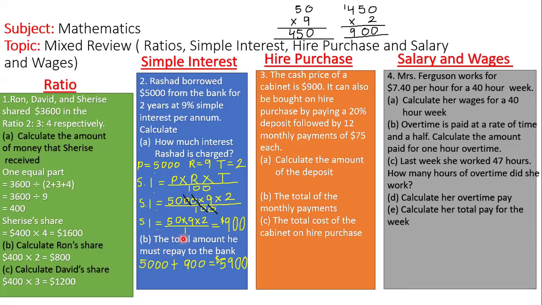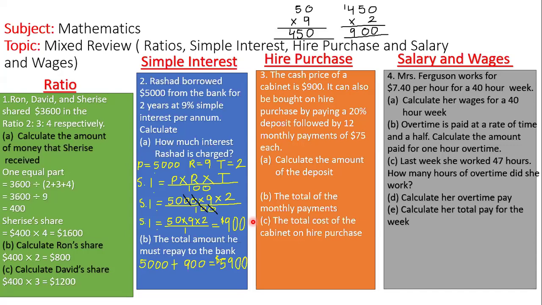Now, Kanan, read B. The total amount he must repay to the bank. Very good. If we want total, what does total mean? Altogether, or add, right? So we're going to add the principal, which is the amount that he borrowed, plus the interest. That's how we get 5,900. Does that make sense? Yes, sir.